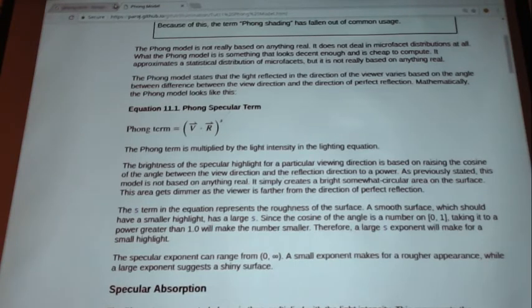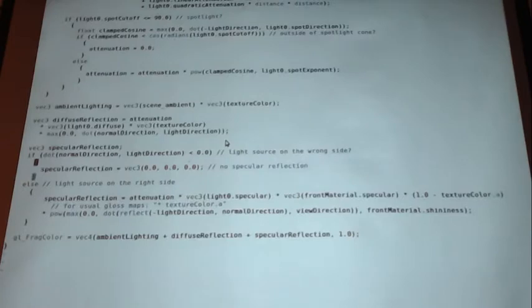Okay, so V dot R. So if you look over here, we've got a reflection taking place where we reflect a vector in order to calculate that R vector going on right here. And then we've got a view direction. So reflect is actually a GLSL function.